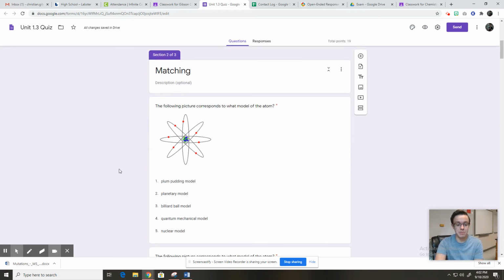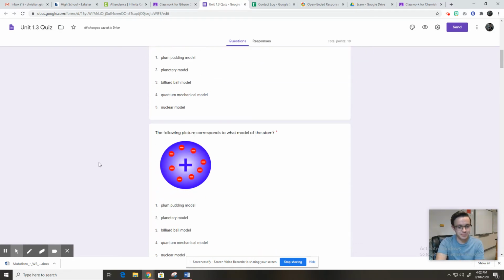First section is matching. So from your point of view, I believe this will be a drop-down menu for you to choose from. So here we have a picture. It says the following picture corresponds to which model of the atom? Here's the picture. And your options are the plum pudding model, the planetary model, the billiard ball model, the quantum mechanical model, or the nuclear model.